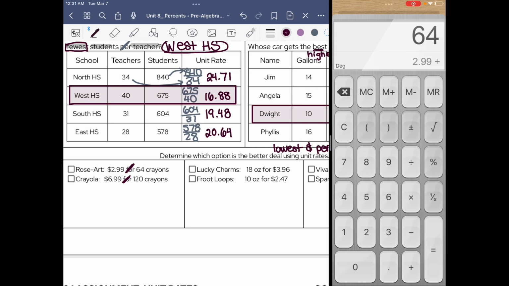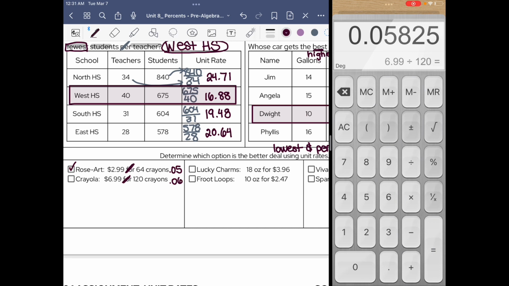2.99 divided by 64 is 0.04, but that 6 makes it round to 0.05. So 5 cents per crayon. Crayola is 6.99 for 120 crayons. So divide by 120. That one's 0.05, but the 8 makes it round to 0.06. So that actually costs 6 cents per crayon. Which one's better? 5 cents or 6 cents per crayon? 5 cents.